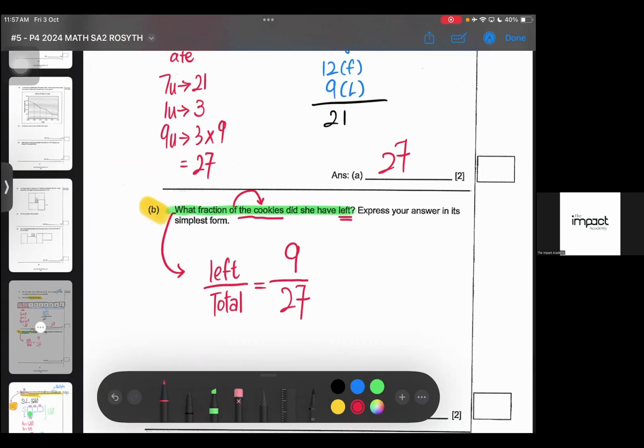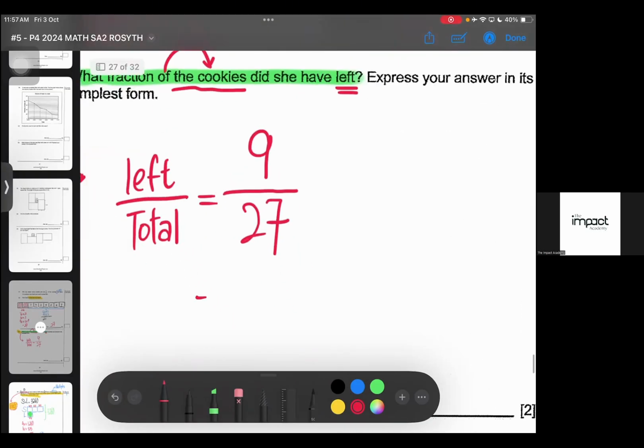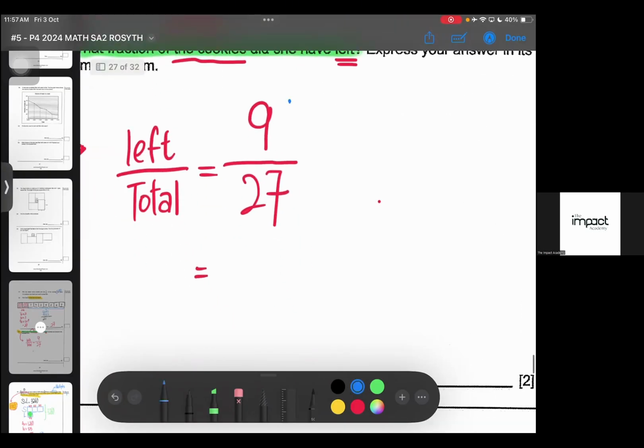So in this situation, you get to 9 over 27. 9 over 27, you can reduce to the simplest form. You divide by 9 over here, you divide by 9 over here, you get to 1 over 3. Make sense or don't make sense? Okay, so therefore, this is your answer for this question.